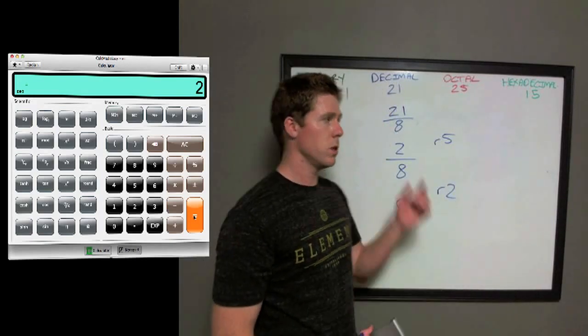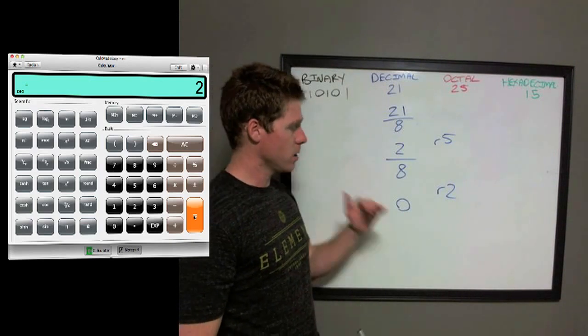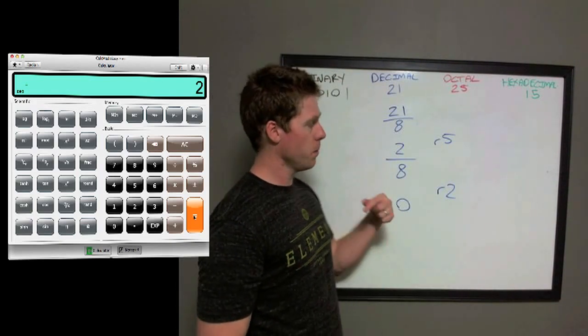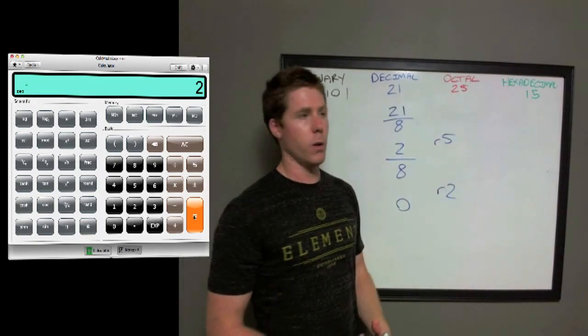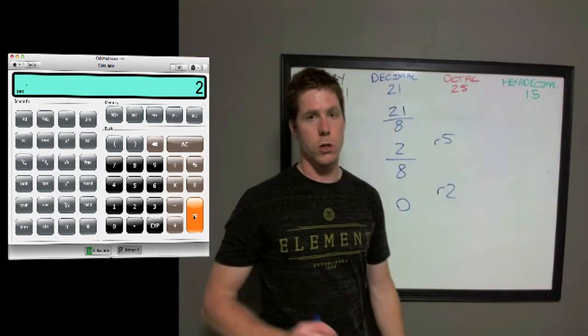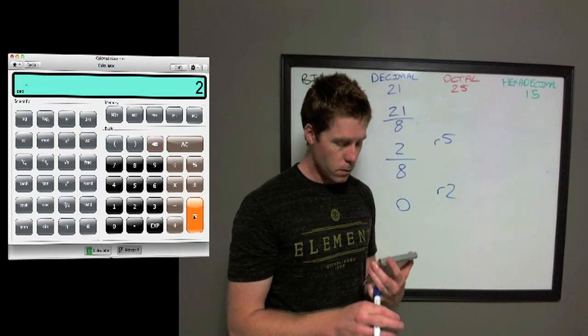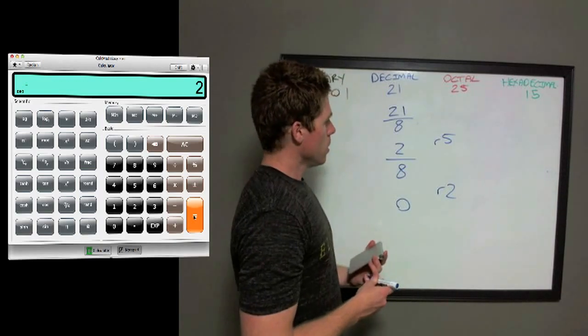Just as we did for binary, we worked out the answer was read from the bottom to the top. So starting from the bottom, we get 2 and then 5 working our way to the top, which is 25 in octal. So there's that one.